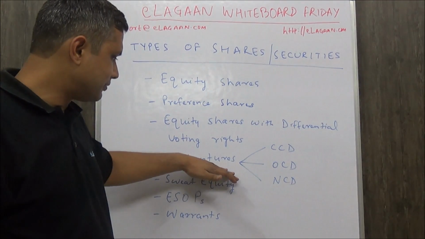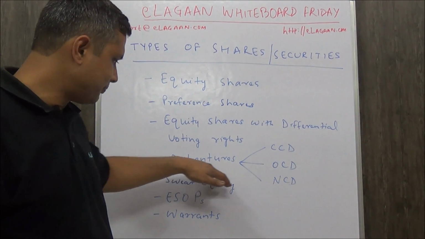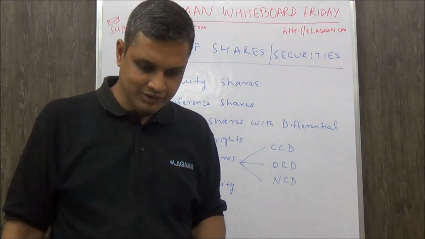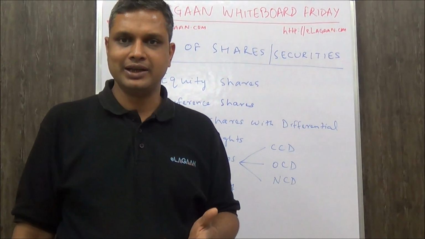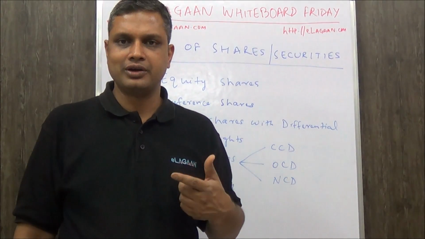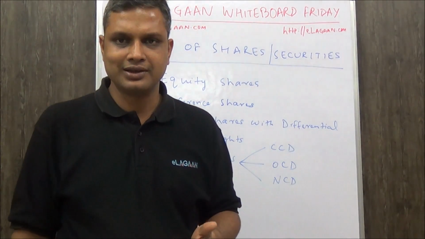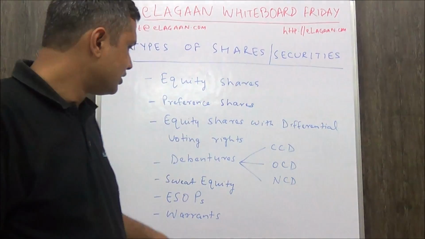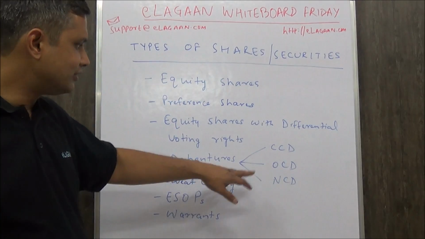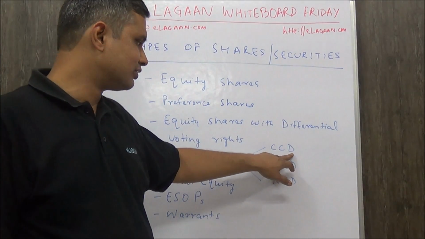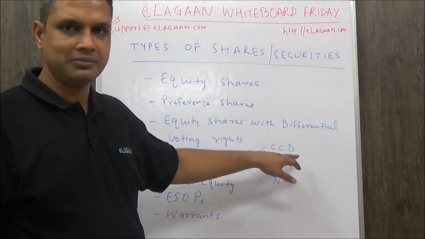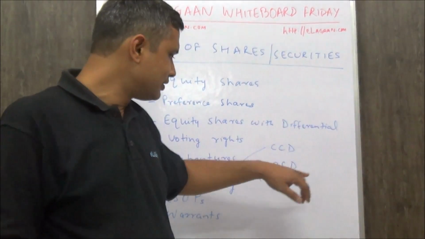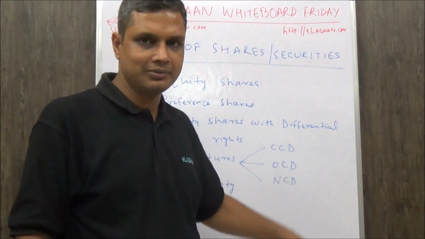Now let's come back to debenture. Debenture actually falls under securities. So debentures is something where you are raising money, and then at a later point of time either the company would give back the money or it could convert it into equity. So there are primarily three kinds of debenture. One is called CCD, which is compulsorily convertible debenture. Secondly is optionally convertible debenture, and third one is non-convertible debenture.